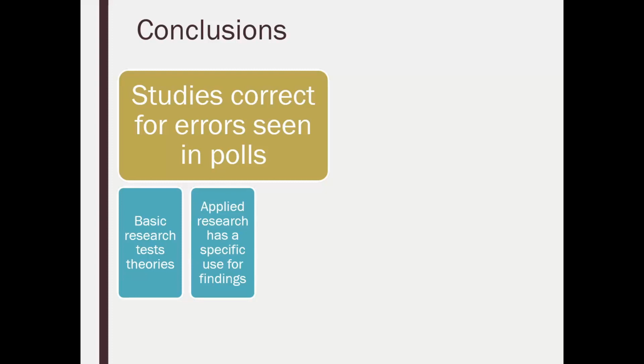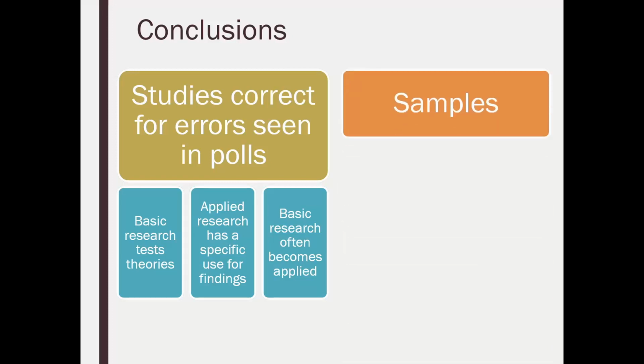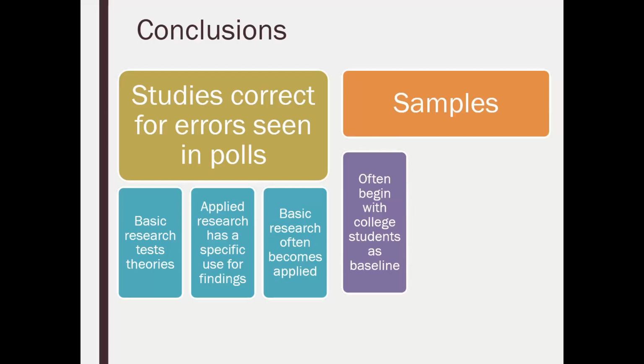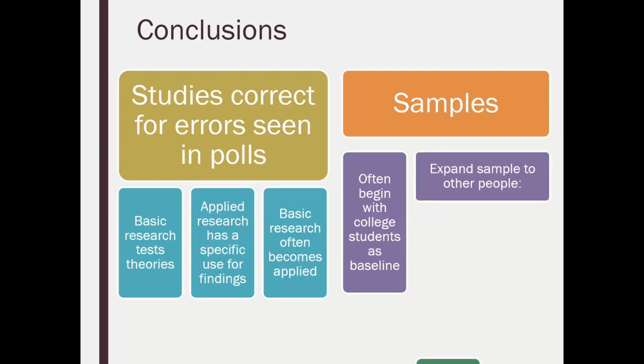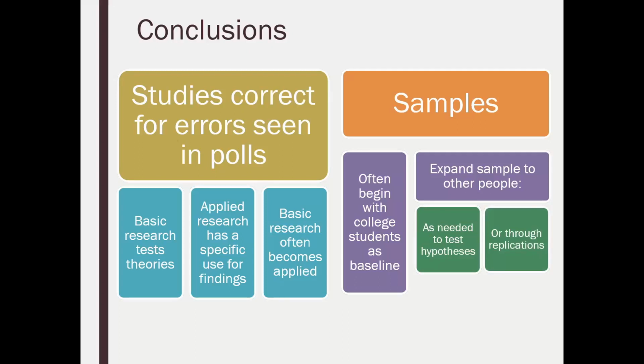So when we talk about basic research, they're always going to be testing theories. Applied research is going to be the type of research where we have a specific use for our findings. Basic research oftentimes becomes applied research. Quite frequently, we're going to have basic research that transitions into, okay, now how can we actually use this in the classroom, or we can really use this in the clinical setting or whatever. Now with sampling, we oftentimes begin with college students as a baseline, and then we expand our sample to other people as needed to test the hypotheses, or through replications as other researchers just naturally start to expand the sample.